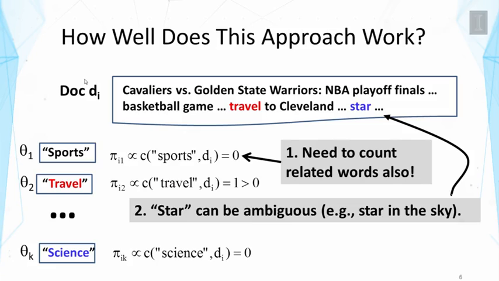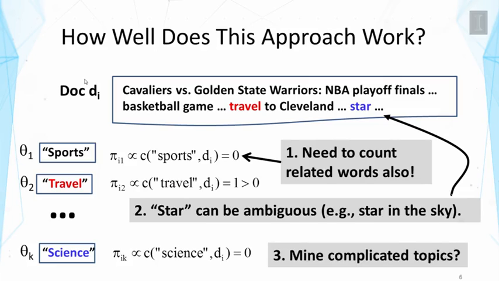The second problem is that a word like star can actually be ambiguous. So here it probably means a basketball star. But we can imagine it might also mean a star in the sky. So in that case, the star might actually suggest perhaps a topic of science. So we need to deal with that as well. Finally, a main restriction of this approach is that we have only one term to describe this topic, so it cannot really describe complicated topics. For example, a very specialized topic in sports would be hard to describe by using just a word or one phrase. We need to use more words.